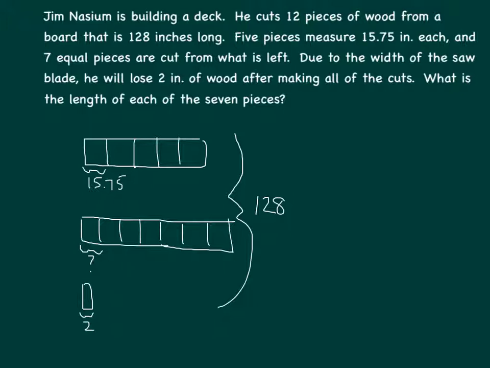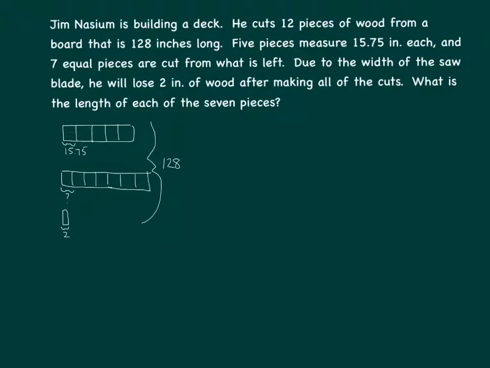So what I'm going to do is I'm going to take 128, and I'm going to subtract 2 from that, and then I'm going to subtract from that 15.75 times 5. And then I'm going to take that whole mess and divide it by 7. So I'm taking away this, then I'm taking away this, and the leftover piece will be divided into 7 equal parts. So for my first bit of the problem, I'm going to take 128 minus 2 is 126.